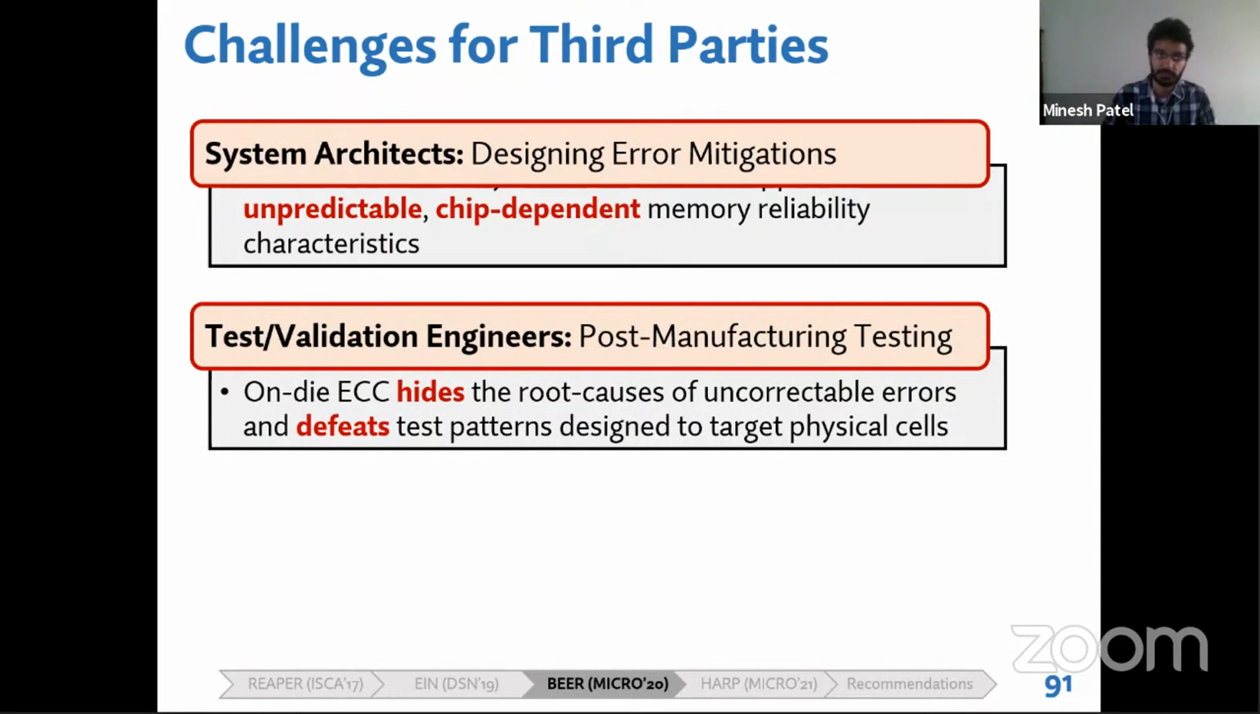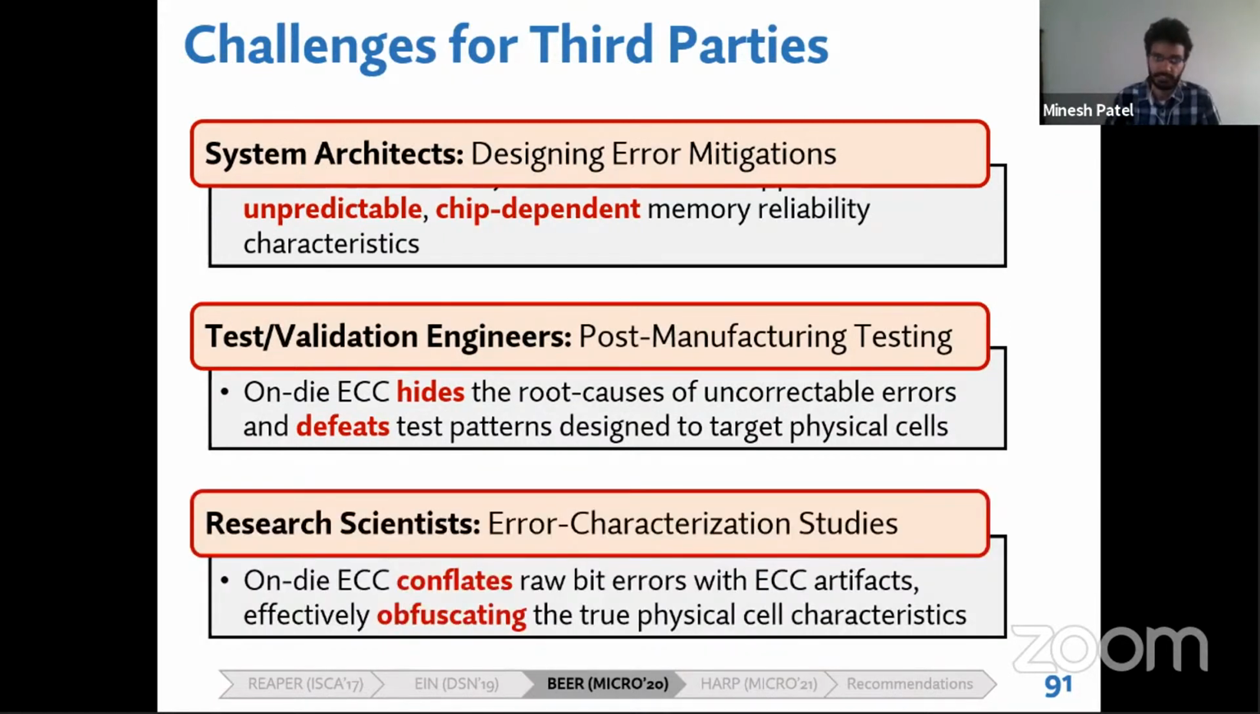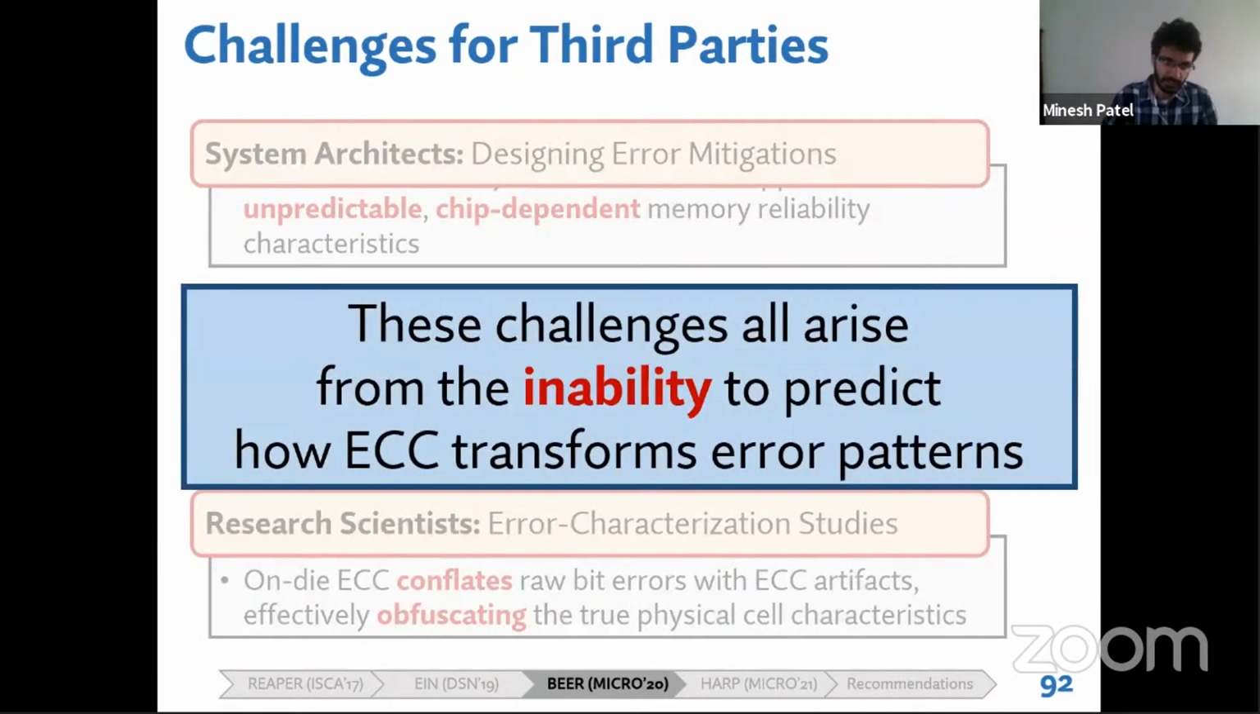And this is especially because it hides the root causes of uncorrectable errors, and it defeats test patterns that are designed to target physical cells in specific ways. And finally, for research scientists, on-die ECC conflates the raw bit errors that are observed with artifacts from on-die ECC, effectively obfuscating the true physical cell characteristics that we want to see. And we note that all three of these challenges arise from the inability to predict how ECC transforms error patterns.